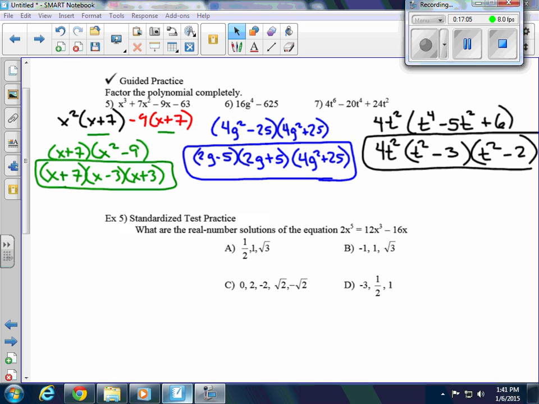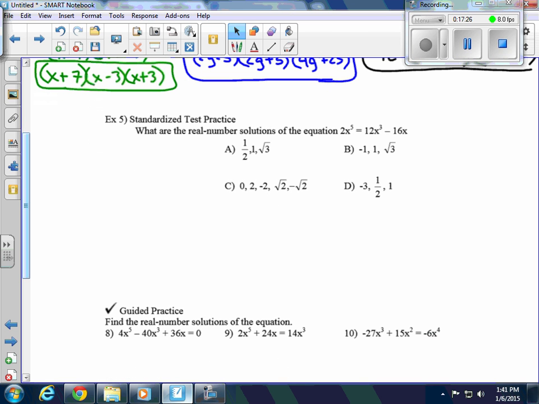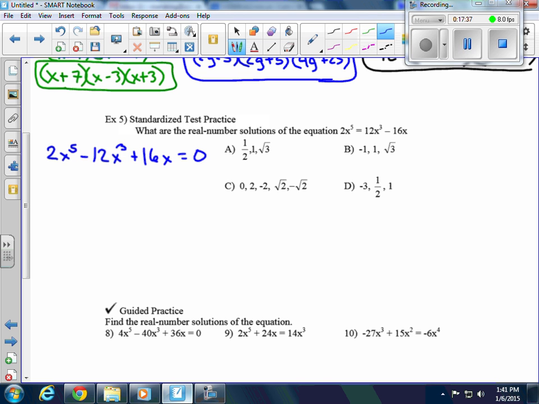So in example 5, we're going to do the exact same thing, but now they're asking us what are the real number solutions. Okay, so we're looking for what are the solutions to these problems. So you're going to set them equal to 0. After we have it factored, set it equal to 0, and we're going to solve all of them. So we have to start, once again, by putting these into standard form. So standard form is going to make this 2x to the 5th minus 12x cubed plus 16x equals 0.